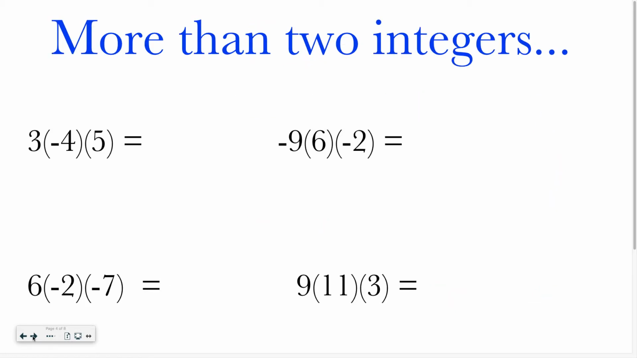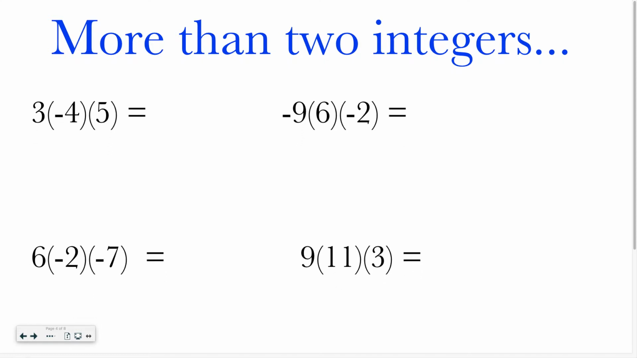Now let's talk about multiplying when we have more than 2 integers, okay? So if we look at this first one, if I have 3 times negative 4 times 5, the cool thing about multiplication, it doesn't matter what order you multiply in. So I can choose to multiply 3 times negative 4 first. And if I do that, I have a positive times the negative. So that means that I'm going to end up with a negative. And 3 times 4 is 12.